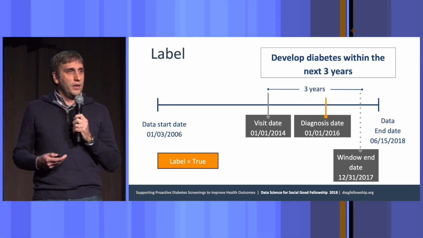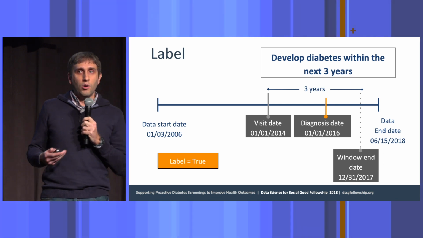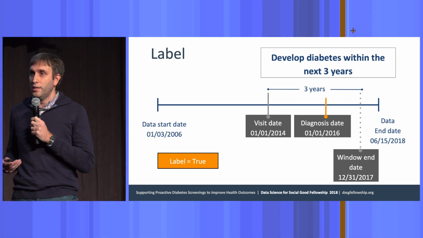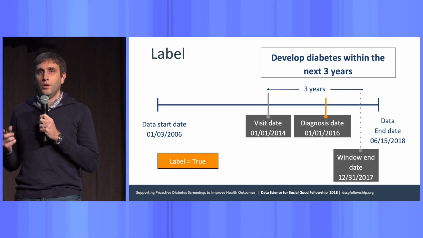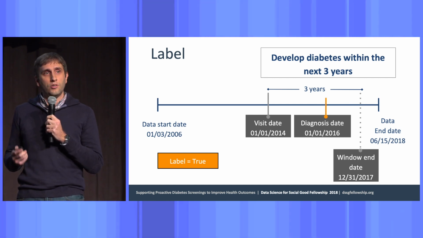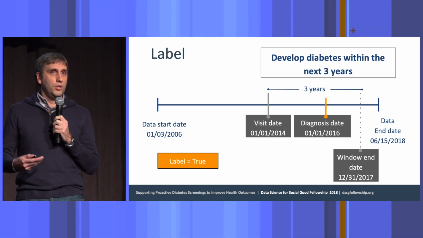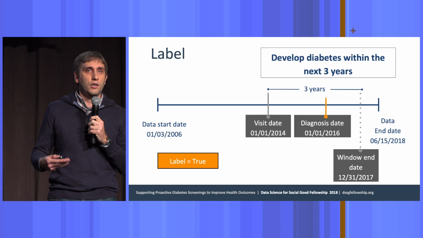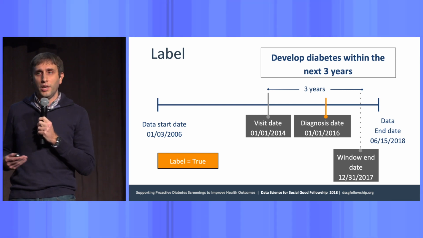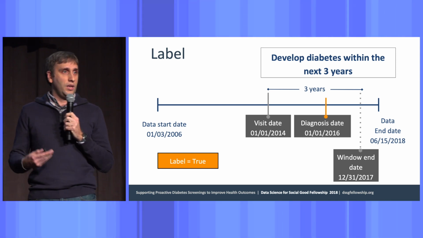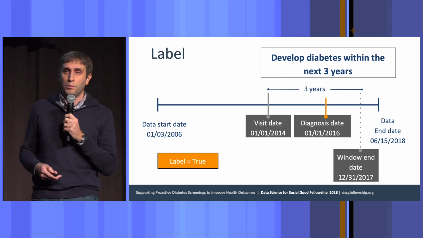So you may be wondering, why 3 years? From conversations with doctors, we learned that any time window of less than 1 year does not provide enough time for an effective intervention, and in any time window longer than 5 years, it's hard to identify risk. So in agreement with them, we decided to go with this 3-year time window.